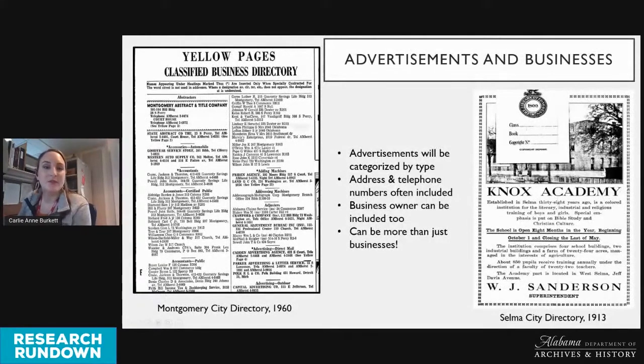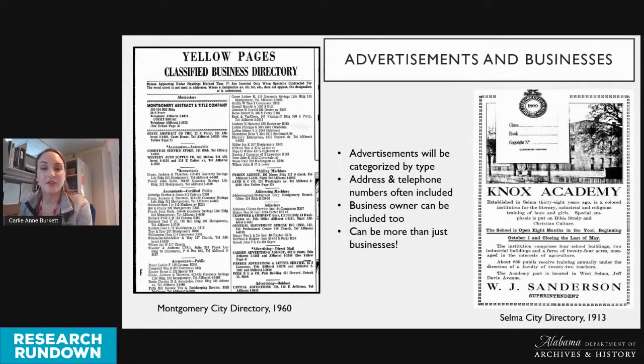So let's talk about advertisements and businesses. Not everybody's always looking for people in the directory. Sometimes people are trying to look up a business or look up a school. So we're going to focus on this for a moment. City directories have yellow pages for the businesses in the area, and these are listed alphabetically by category or type. This can include the address and, in some later editions, the telephone number. Sometimes it can also give the name of a business owner. Here's an example of a classified business directory for the 1960 Montgomery City Directory.